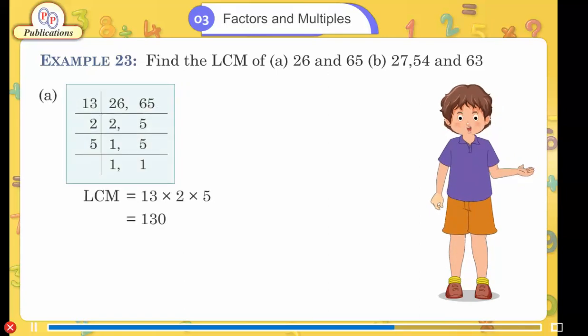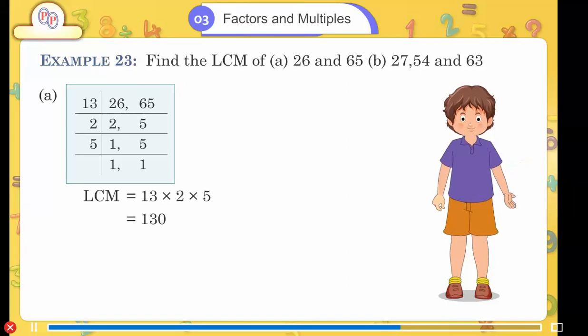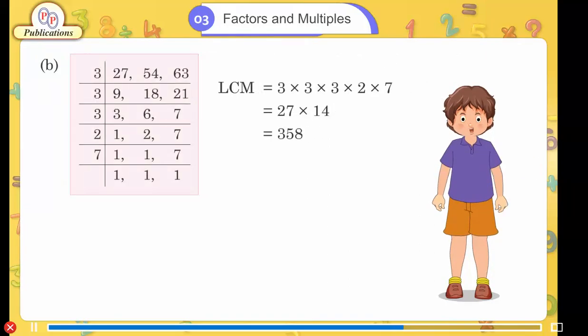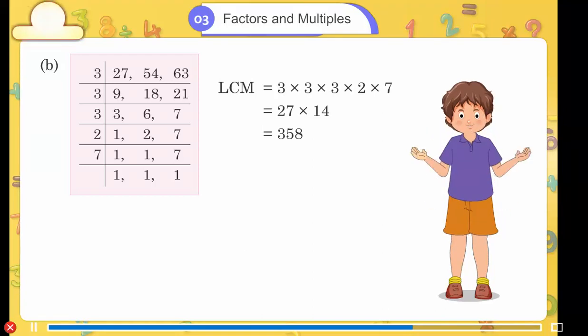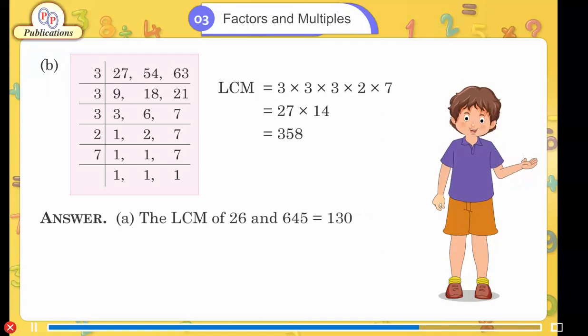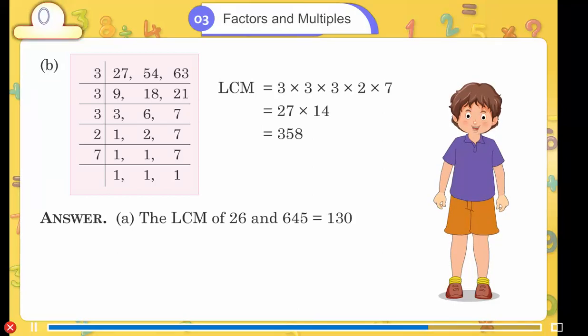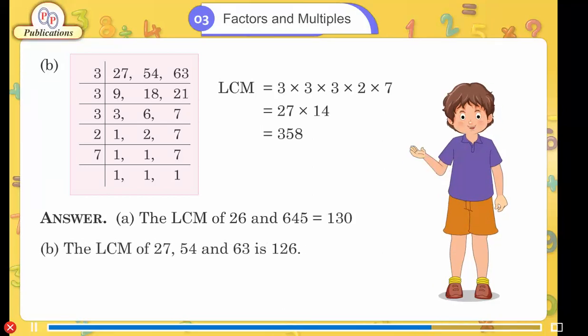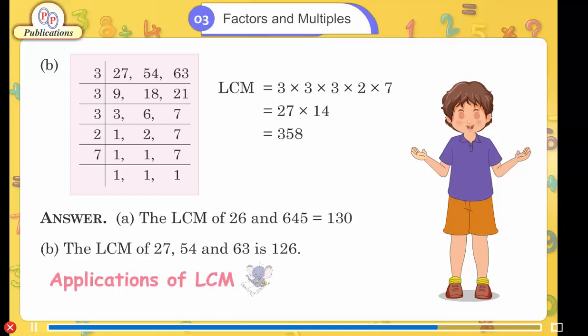A. LCM is equal to 13 into 2 into 5 is equal to 130. B. LCM is equal to 3 into 3 into 3 into 2 into 7 is equal to 27 into 14 is equal to 378. Answer: A. The LCM of 26 and 65 is equal to 130. B. The LCM of 27, 54 and 63 is 378.